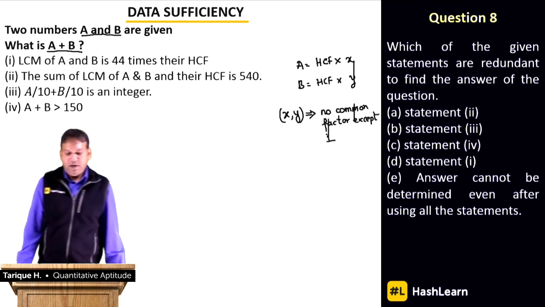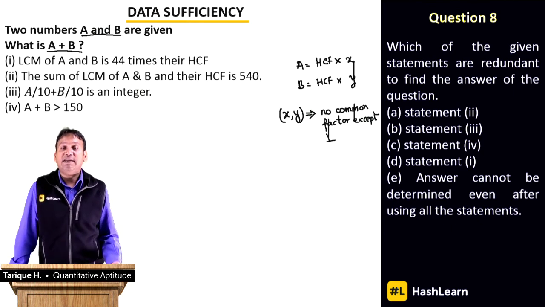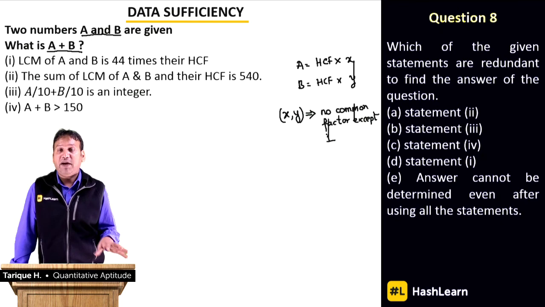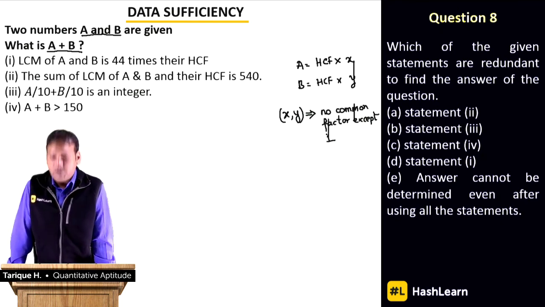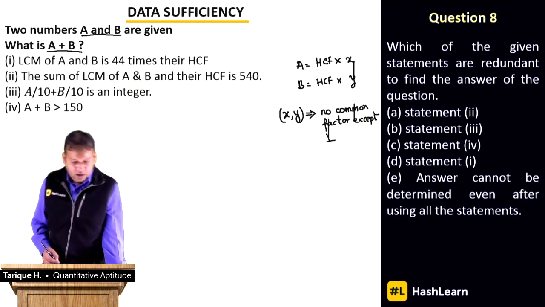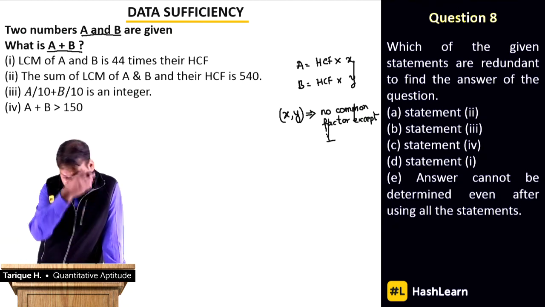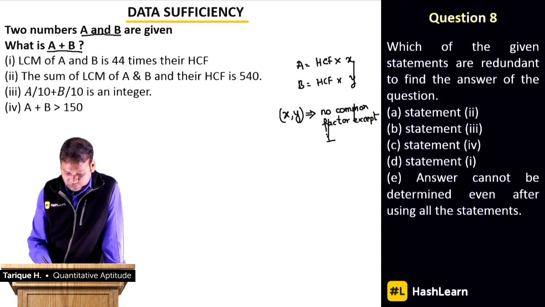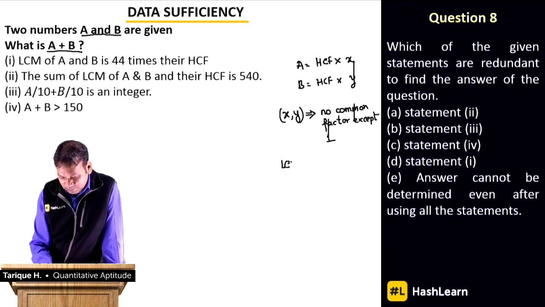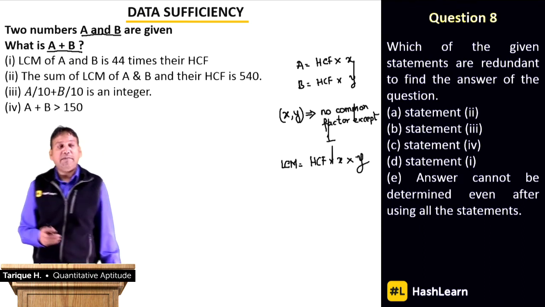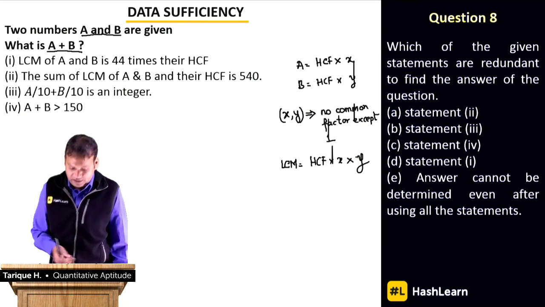So if we have two numbers A and B, we can always represent them in the form of HCF into X and HCF into Y, where X and Y are co-prime numbers that have no common factor except 1. What is also given to us is that the LCM of A and B is 44. One more thing I'll tell you: LCM is represented as HCF into X into Y. This is how we write down the LCM of numbers using their HCF.